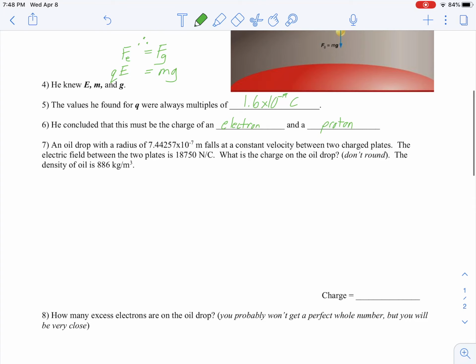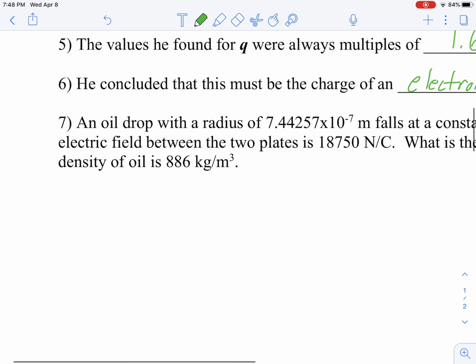So we're going to look a little bit at what he did. This is a bit burdensome of a question. There's a lot of steps, but it's actually really not that bad. You just have to do it piece by piece. So it says an oil drop with a radius of, it's pretty exact there because I want you not to round here. So this is the radius of the oil droplet.